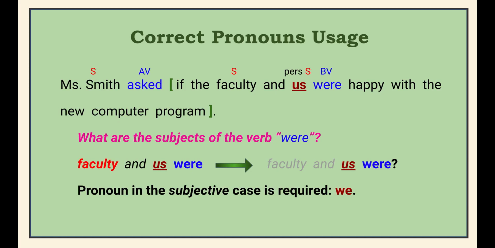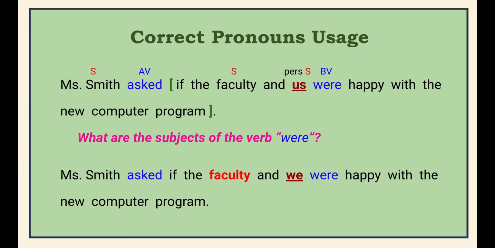One trick to figure out which case you need to use when you're looking at a compound noun is to eliminate part of it and look at what is left. Would you say us were happy? That helps you identify which case you need to use, the subjective case, we. The correction reads, Miss Smith asked if the faculty and we were happy with the computer program.